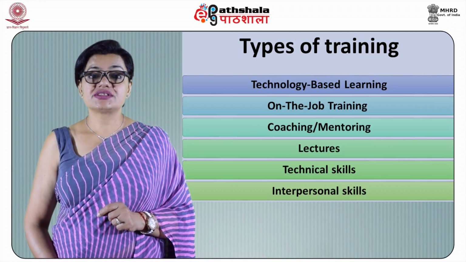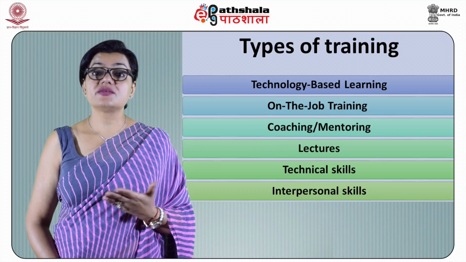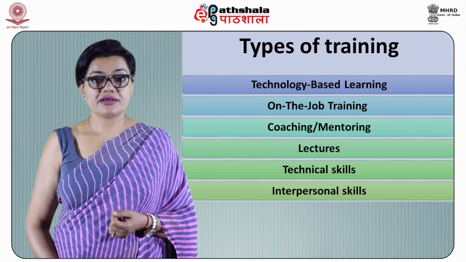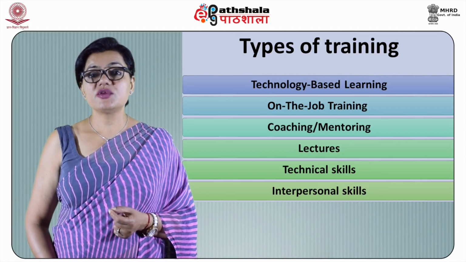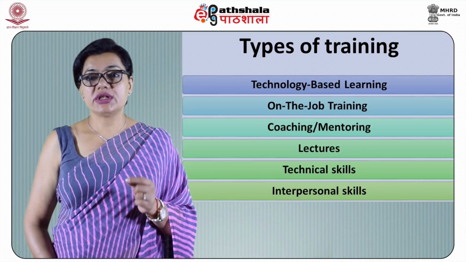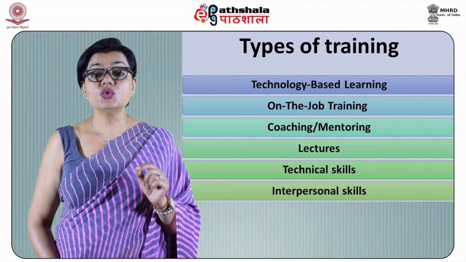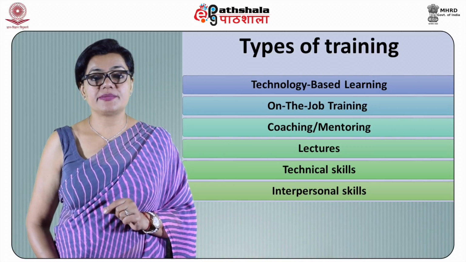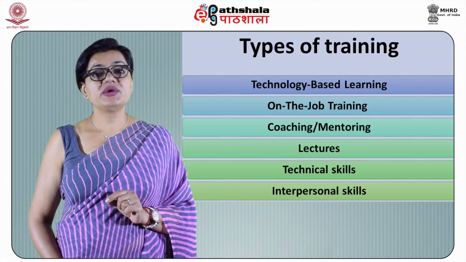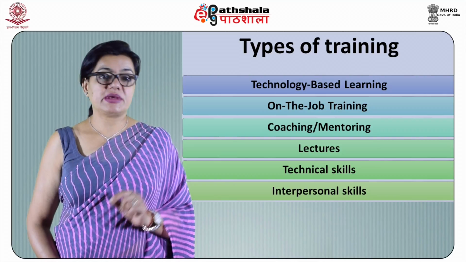Next is lectures. Lectures are the most traditional form of giving training, and it usually takes place in a classroom format. It seems the only advantage of lectures is the ability to get a huge amount of information to a lot of people in a short span of time. It has been said to be the least effective of all training methods.